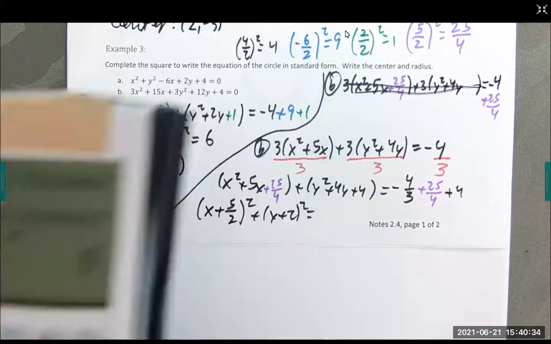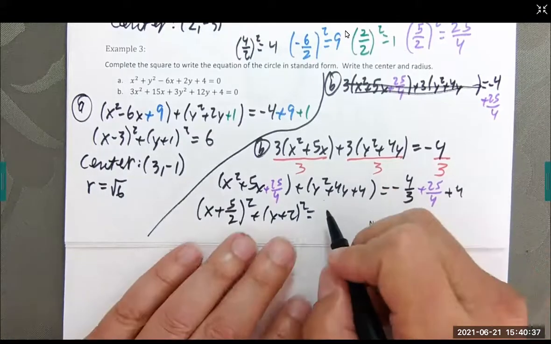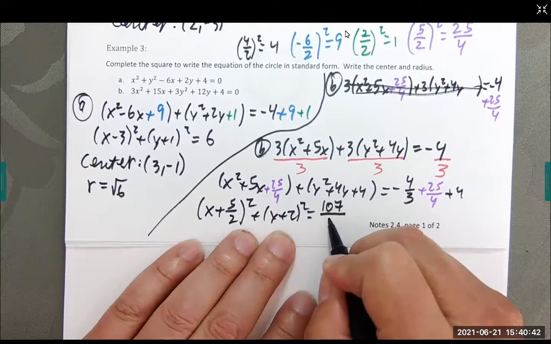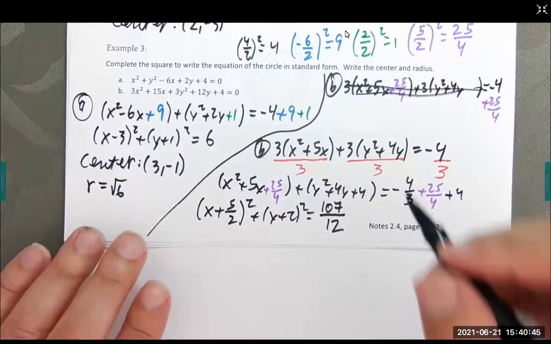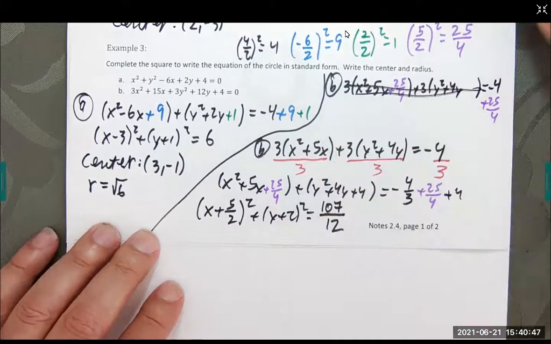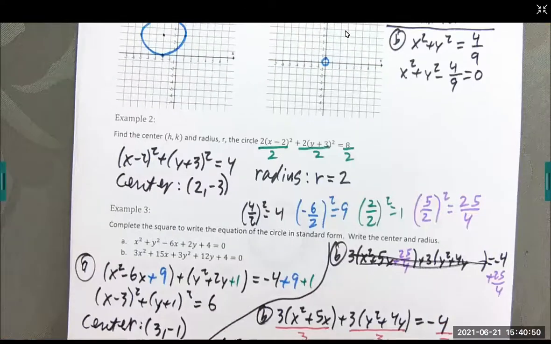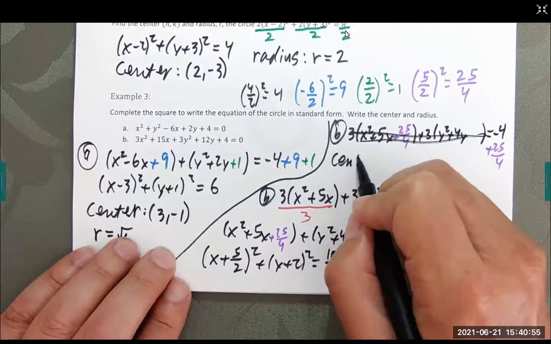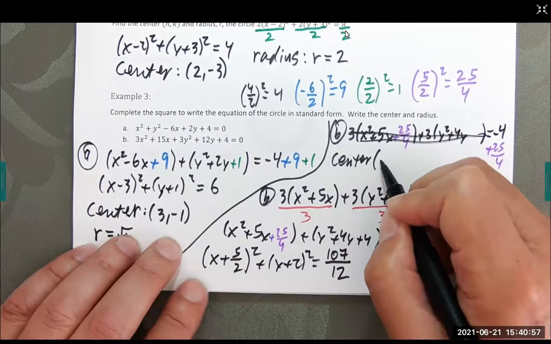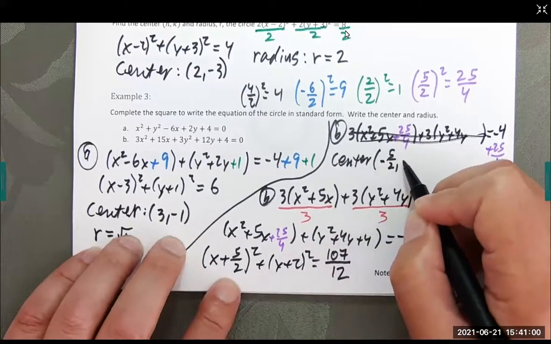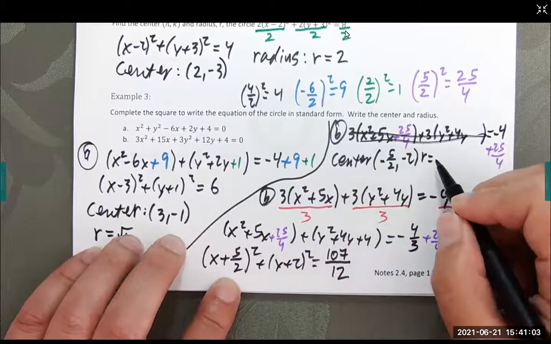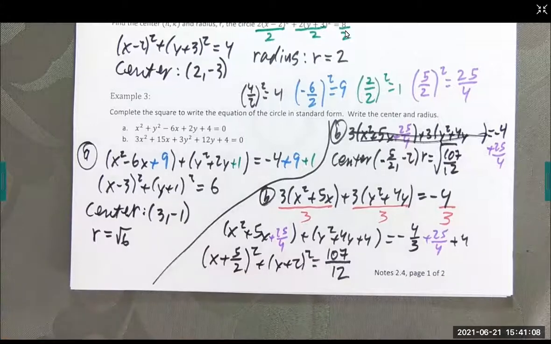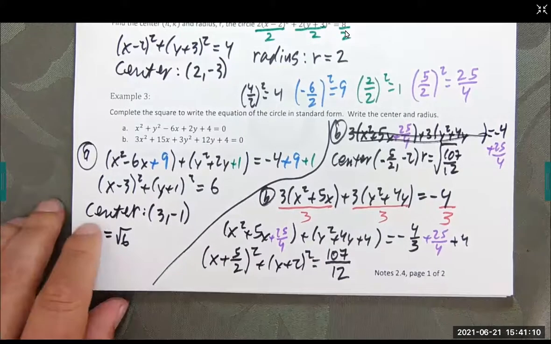So this means that we have 107 over 12. And it turns out I do have enough space. So the center, let's go down like this. So the center is at the point, remember opposite signs, -5 over 2, comma, -2. The radius is the square root of 107 over 12. It's not pretty, but it's there. All right.